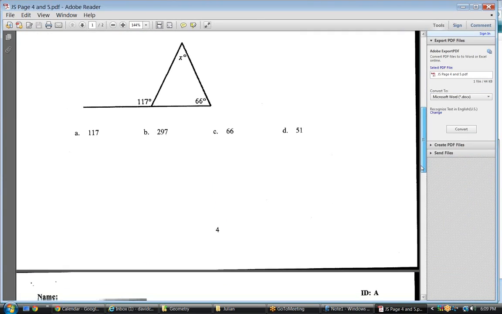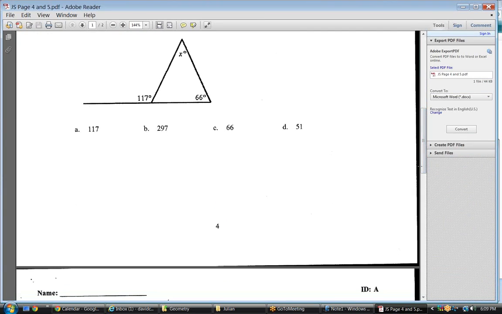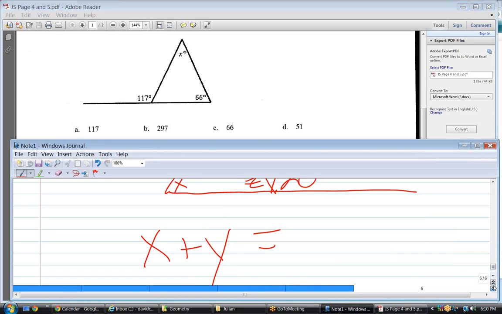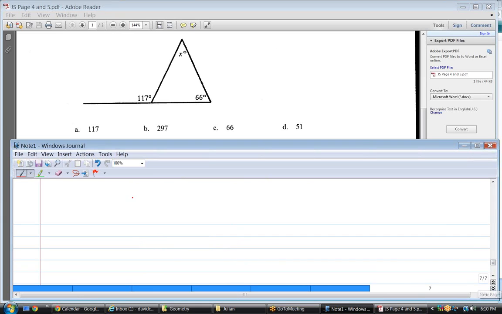Okay. Use that knowledge on this problem right here. What do I know about X plus 66? That it equals, wait, so I have to find... Well, just give me an equation that is true. The way to solve all problems, geometry or otherwise, is to get an equation. Okay. So 117 is equal to what?